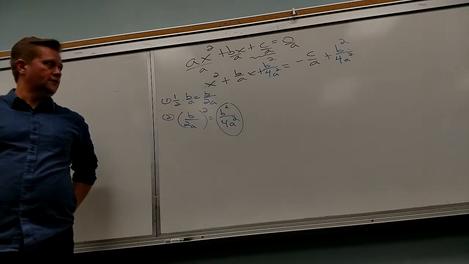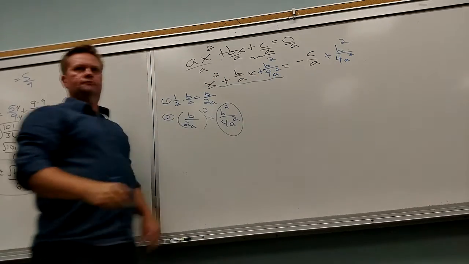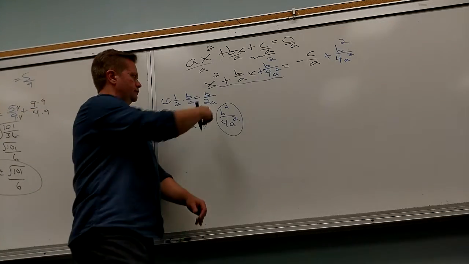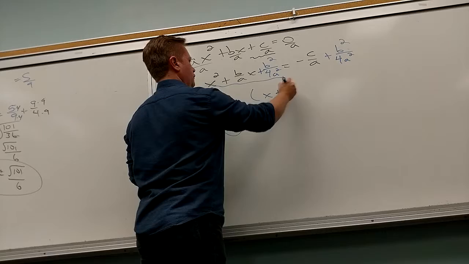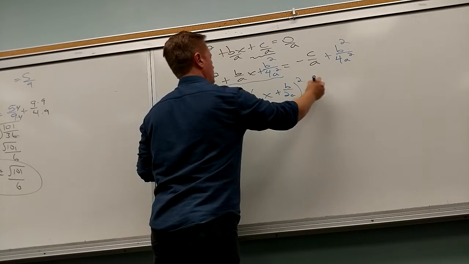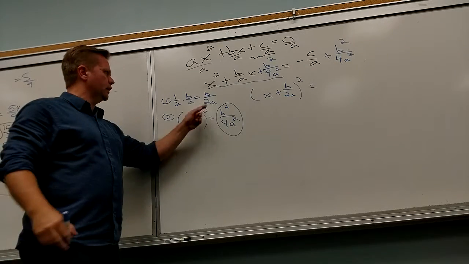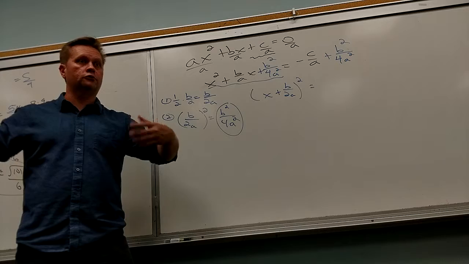All right. How do I factor this side? Isn't it that? Yeah, it's going to be x plus b over 2a squared. See, that's part of the process. That is ugly. I don't care. You just throw it in there. That's almost too nice to believe. That's how the process was built.